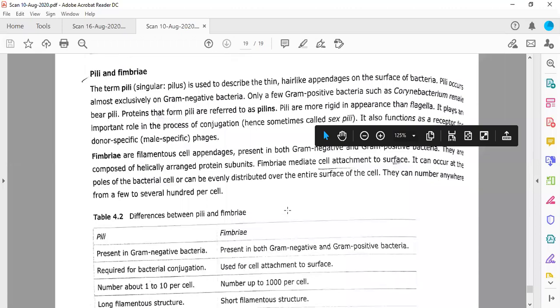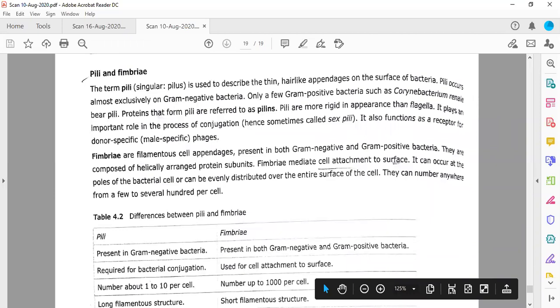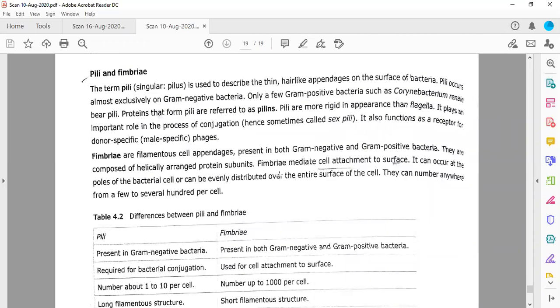movement. Then bacteria also have some other structures or surface appendages which are also required for the bacterial cell. So let us discuss and quickly finish this portion at least. So pilus. Pilus is used to describe the thin hair-like appendage on the surface of bacteria. We have discussed two types of pilus. One is called type 4 pilus, which is responsible for gliding and twitching motility in bacteria when they are present along with other bacterial cells, not in isolation. And the fimbriae, which are responsible for attachment of these bacteria to the substrate or to the host cells.